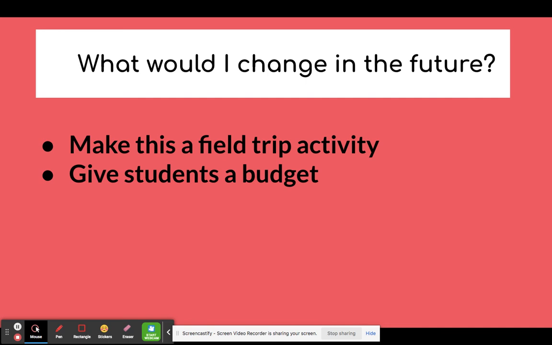In the future, what I would change with this assignment was I would actually make this a field trip activity. Our grocery store is probably 4 blocks away, and that would be a great opportunity for us to walk there and see the items in person, have them maybe have a grocery list with them and choose from those items. I would also implement a budget where they could practice the skill of budgeting and maybe make it a little bit of a longer assignment so that they would have time to fit that into their budget.